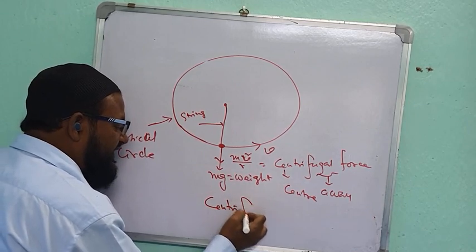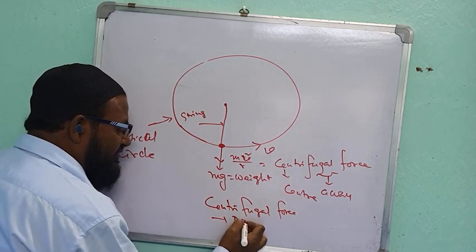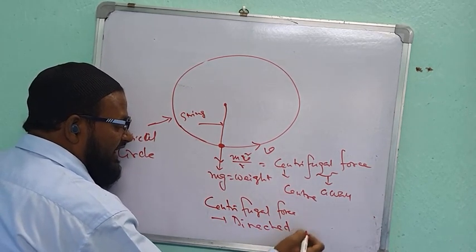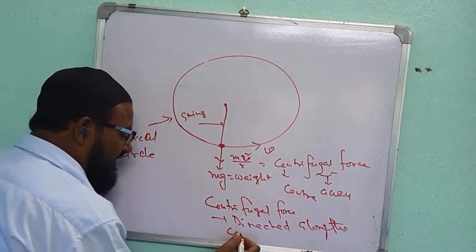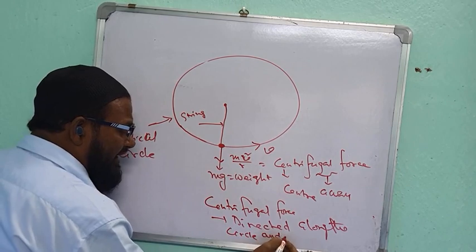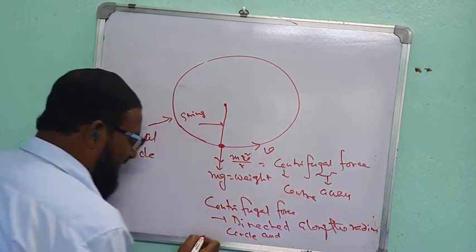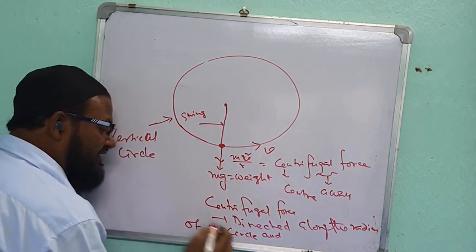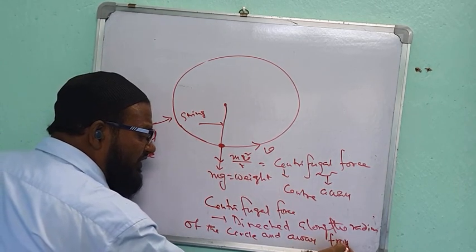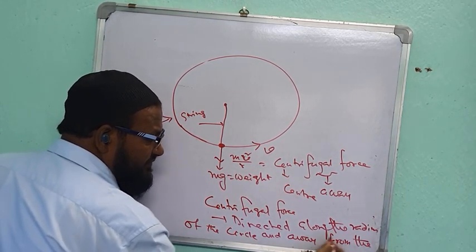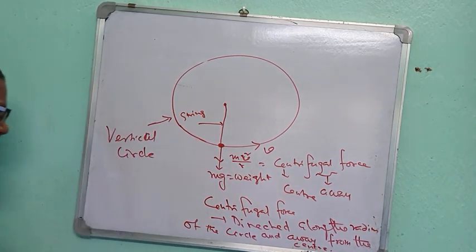This is centrifugal force, directed along the circle and along the radius of the circle. Please write down: along the radius of the circle and away from the center. Away from the center.